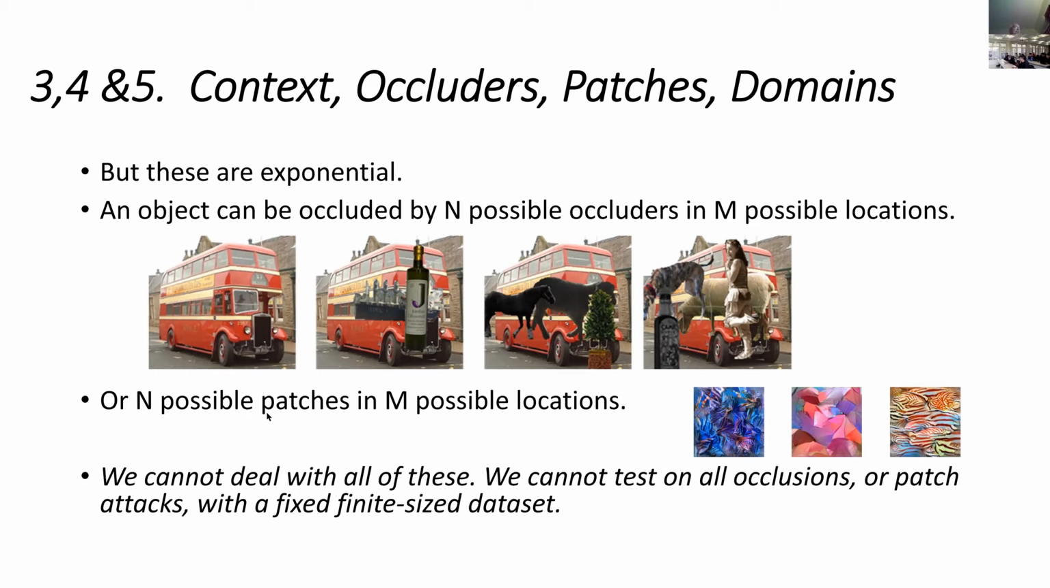If you do patch attacks, you could take n possible patches. These are the patches that we used in Chenglin's random patch attacks method. And to attack an image, you can select from a dictionary of these patches, and place them in a large number of possible locations. And again, you get an exponential number of possible images. So we can't deal with these.